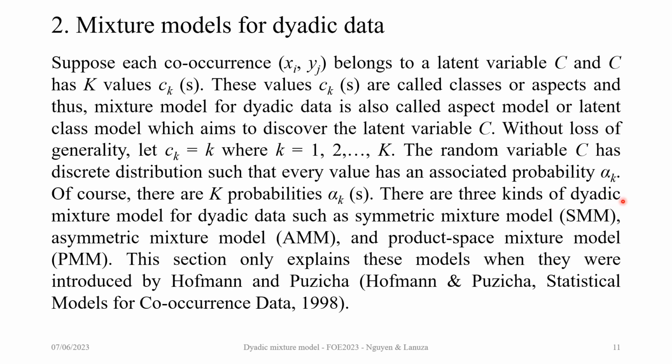There are three kinds of mixture model for dyadic data: the symmetric mixture model SMM, the asymmetric mixture model AMM, and the product-based mixture model PMM. This section only explains the models as they were introduced by Hofmann and Puzicha. This is a very important reference.